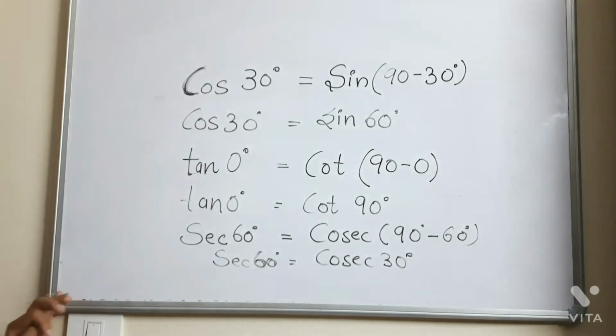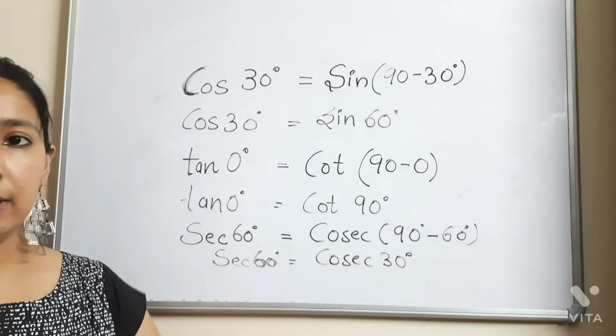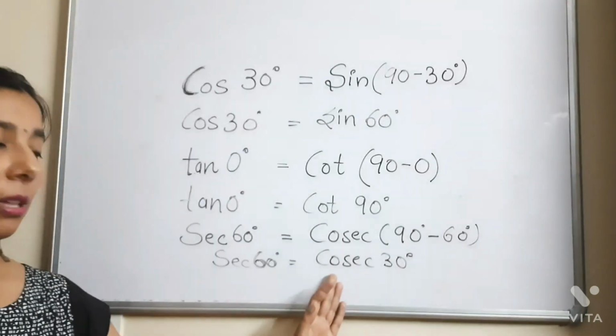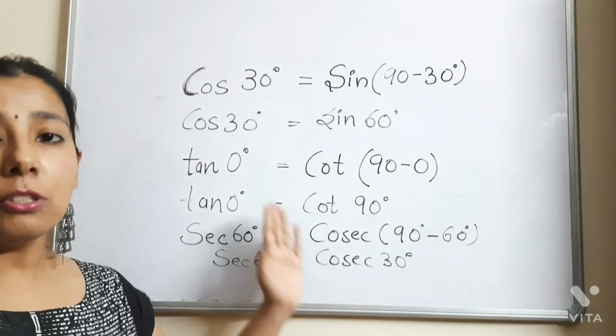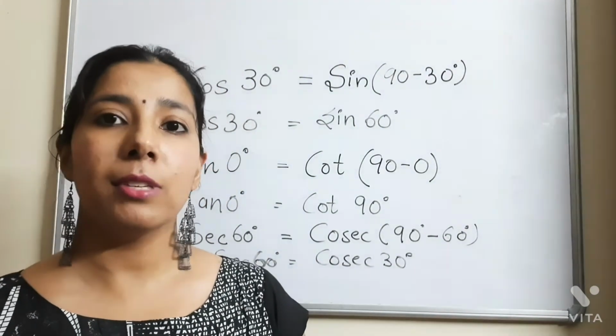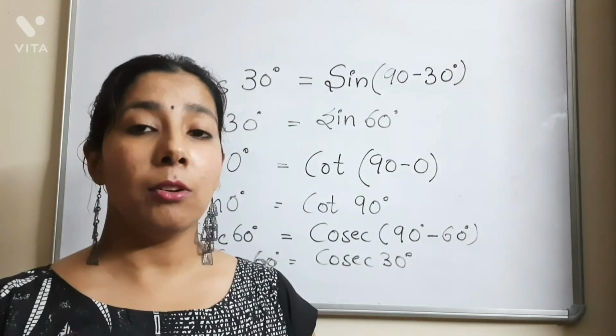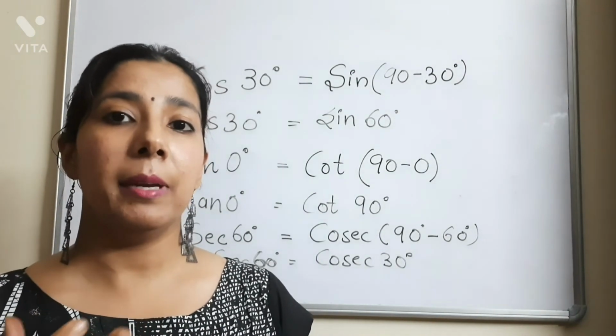From here you came to the conclusion that secant 60 degree is equal to cosecant 30 degree. That is, secant changes into cosecant trigonometric ratios. So this is how you can interchange the trigonometric ratios from one to another by using the concept of complementary pairs. And always remember that only the complementary pairs can be interchanged.